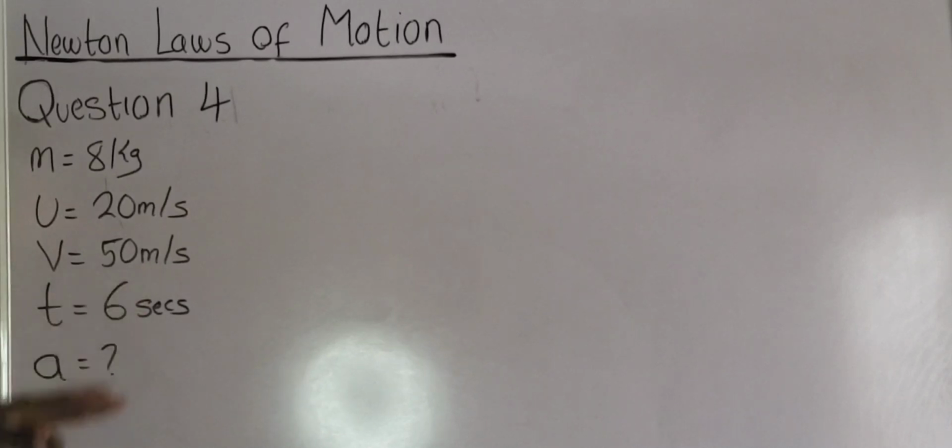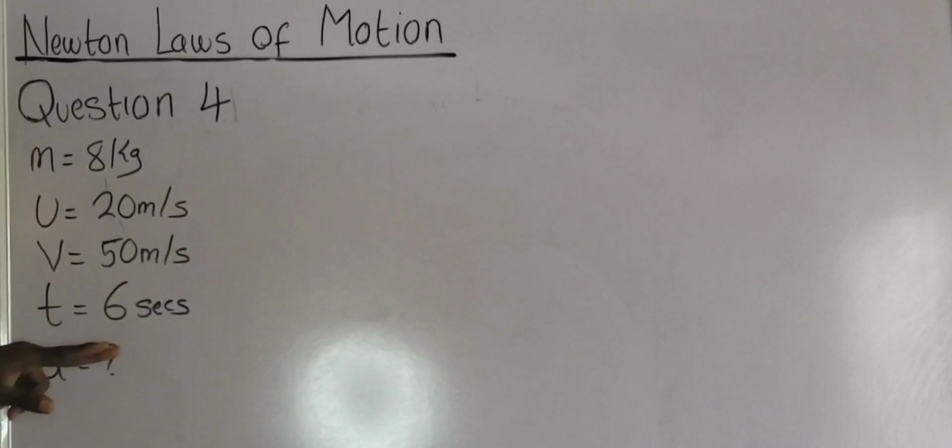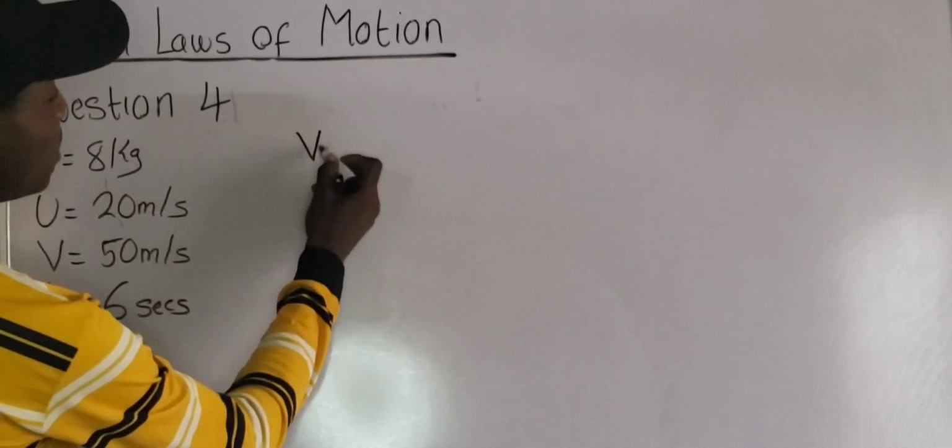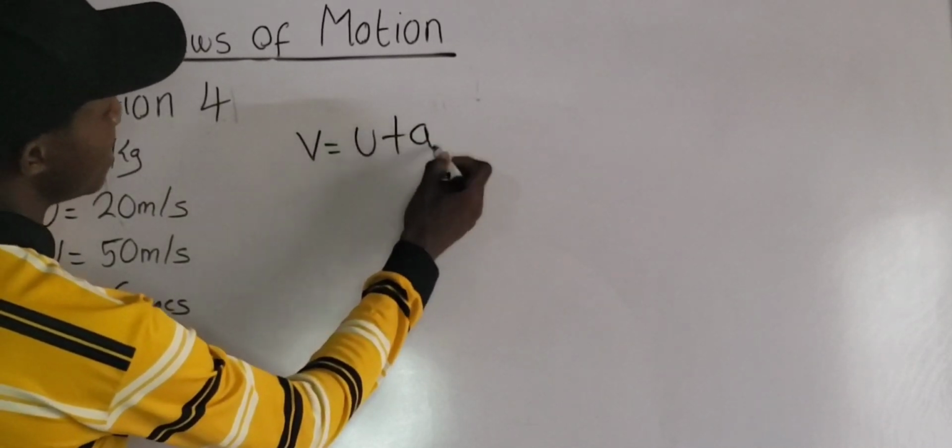50 meters per second at 6 seconds. That is the time taken. Now we are told to determine the acceleration. What is the equation connecting acceleration, time, velocity, and initial velocity from our uniformly accelerated motion? The first equation is v equals u plus at.